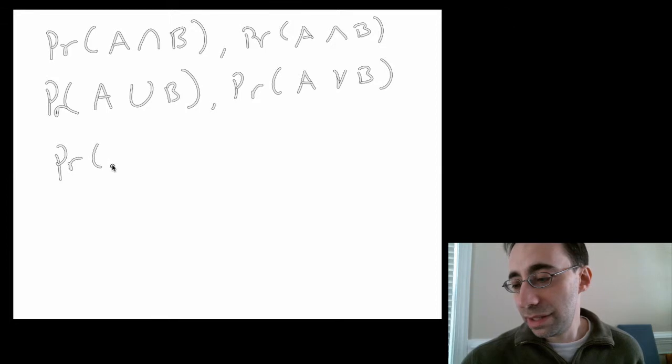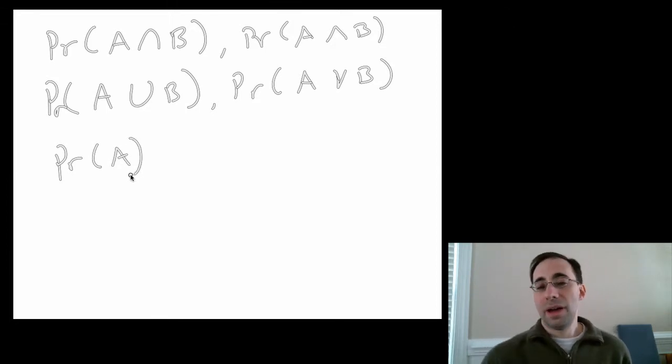This is just a single probability. So these are kind of things you'll see. The top two lines represent joint probabilities. The bottom one is not joint, it's a single probability.